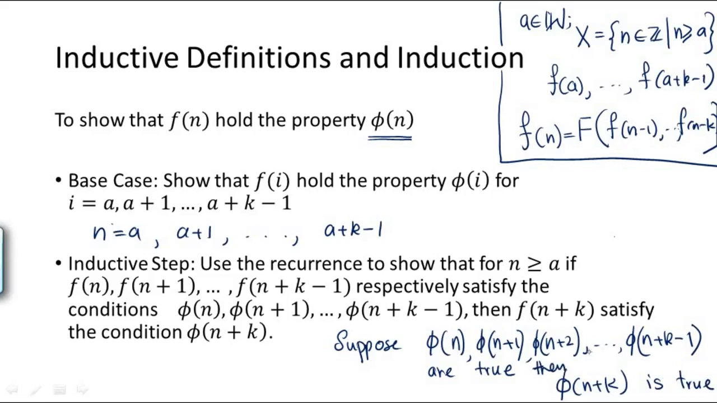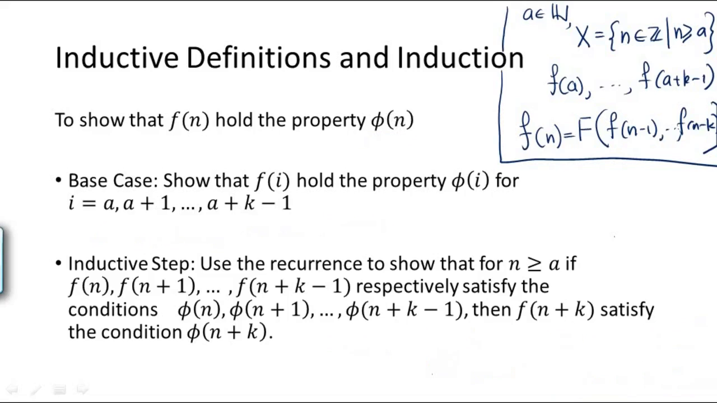If we can prove this, then the inductive principle guarantees that P(n) holds for all integers n greater than or equal to a. Now to summarize, the base case consists of showing P(i) holds for i equals a, a+1, all the way up to a+k-1, and the inductive step is to use the recurrence to show that for n greater than or equal to a, if F(n) satisfies P(n), F(n+1) satisfies P(n+1), all the way up to F(n+k-1) satisfies the condition P(n+k-1).